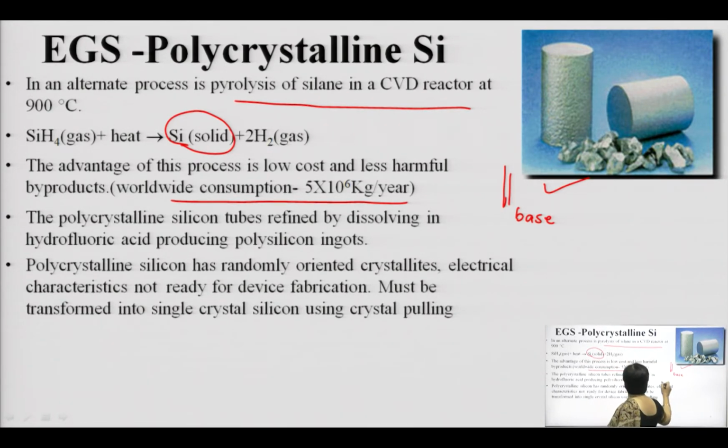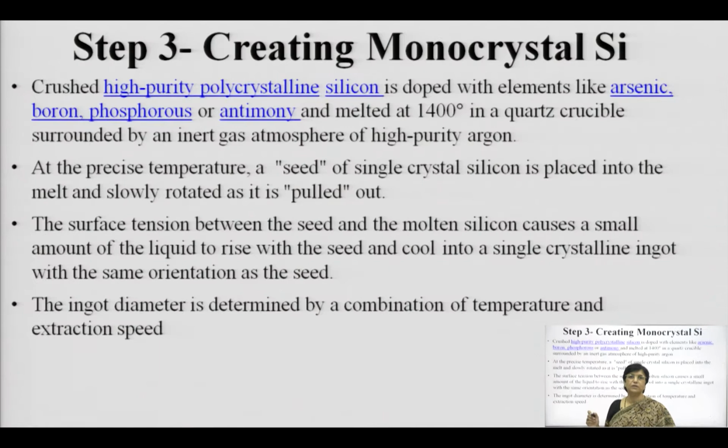These multicrystalline polycrystalline silicon rods are then crushed, and subsequently we go for the production of other things. So, these are high purity polycrystalline rods, and these rods can have impurities such as arsenic, boron, phosphorus and antimony.